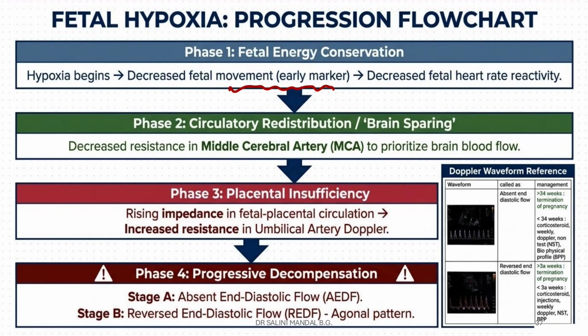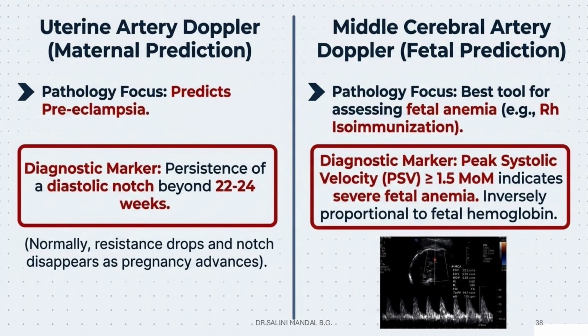But now, at that point in time, what is going to happen? Placental insufficiency is going to occur, right? Whenever there is placental insufficiency, there is going to be impedance in the fetal placental circulation, and that is why there is increased resistance in the umbilical artery Doppler. Later on there is going to be progressive decompensation, in which absent end diastolic flow and then reversed end diastolic flow will be there, like an agonal pattern. Okay, so this is about fetal hypoxia. It's a progression.